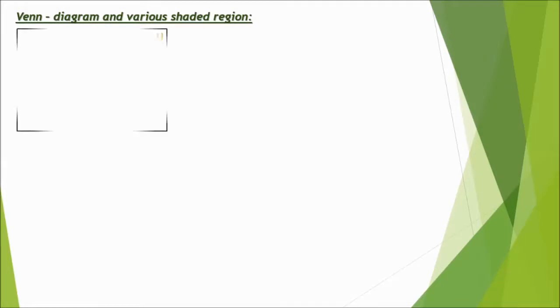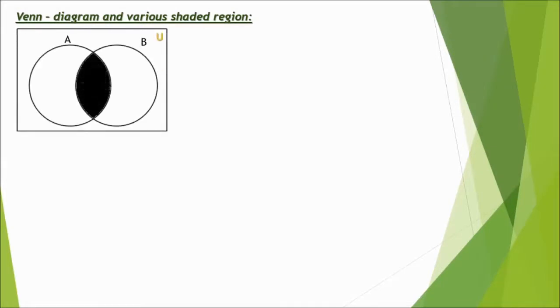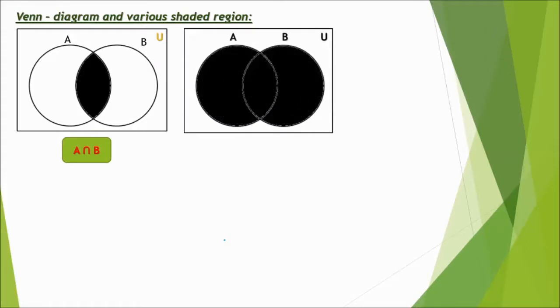Let's move to another slide. Venn diagram and various shaded regions. You have to observe this carefully, as it will be asked as a very short question in your exam. Now, if this region of the set is shaded, the black region, then its set notation is A intersection B. Now, if this part is shaded, the entire A and B rings, its set notation is A union B.